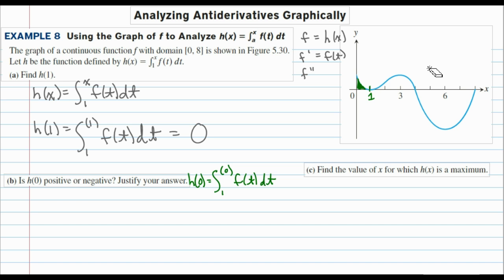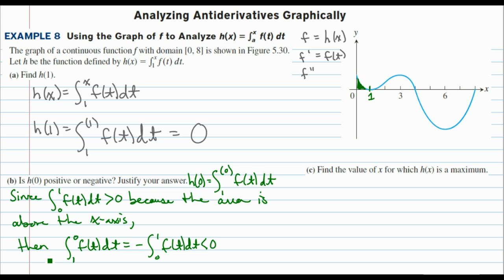So I need to put that in words. What I said is, since the antiderivative from 0 to 1 of f of t dt is greater than 0 because the area is above the x-axis, then the antiderivative from 1 to 0 of f of t dt is going to be the opposite of it and therefore less than 0.